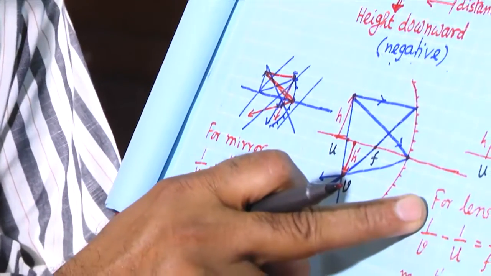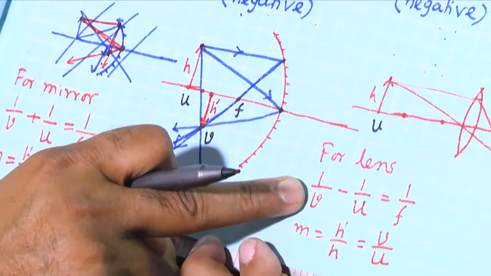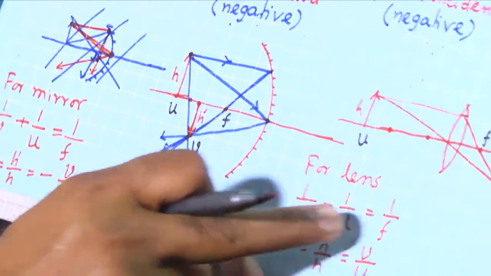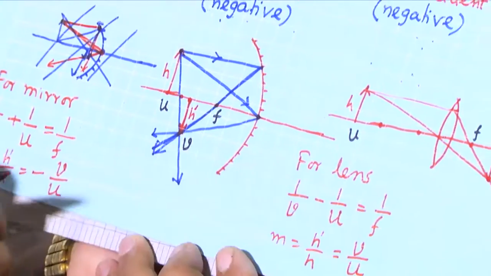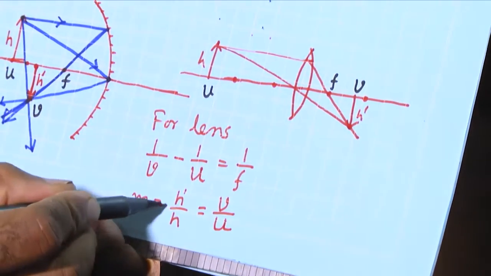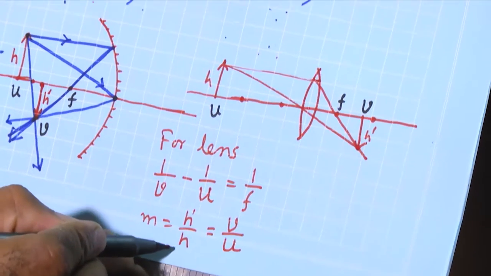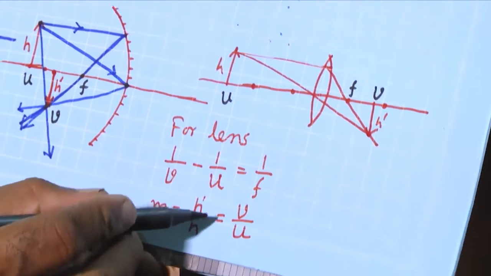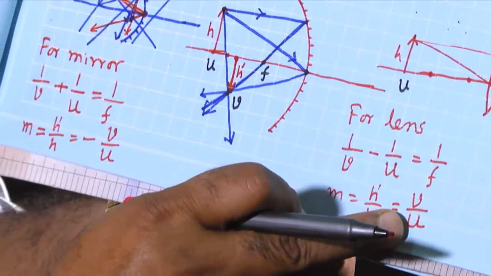And for a lens, the relation is 1 by v minus 1 by u equals 1 by f. The magnification is the height of the image divided by the height of the object, equal to v by u. So for the mirror it is minus v by u, and for the lens it is plus v by u.